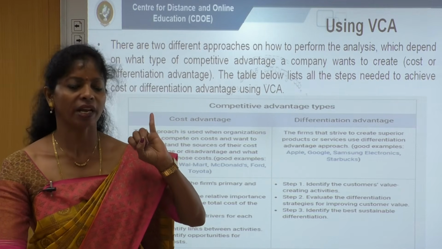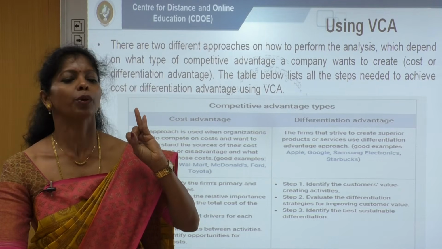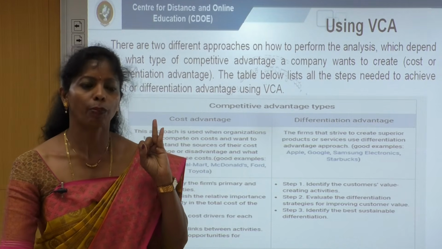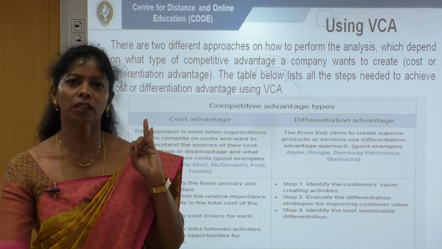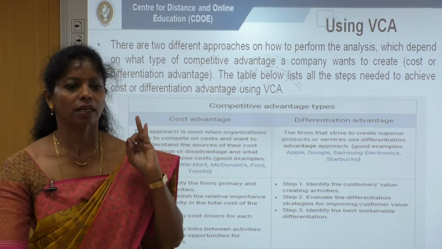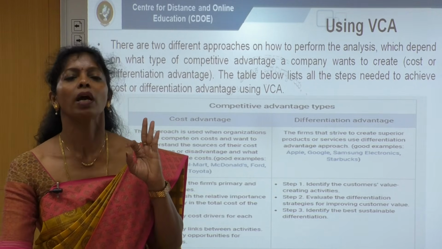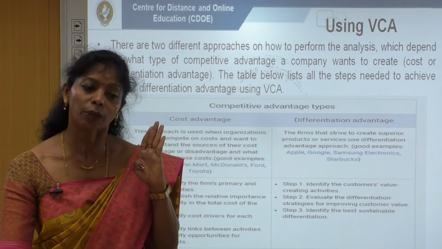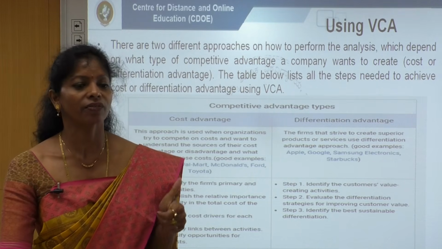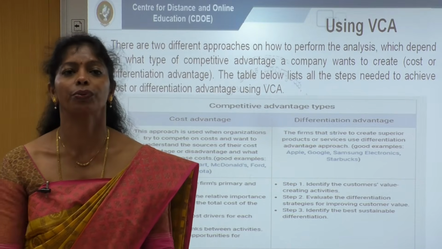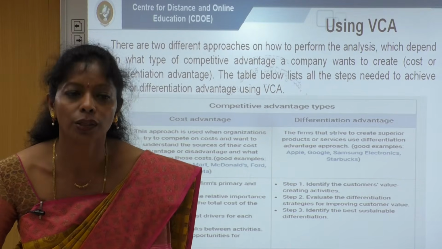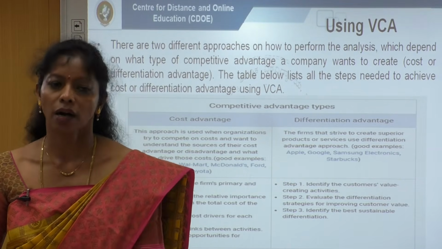Step 1 is identify the firm's primary and supporting activities. Step 2 is establish the relative importance of each activity in the total cost of the product. Step 3 is identify the cost drivers for each activity. Step 4 is identify links between the activities, and step 5 is identify opportunities for reducing the cost. This is related to the cost advantage.